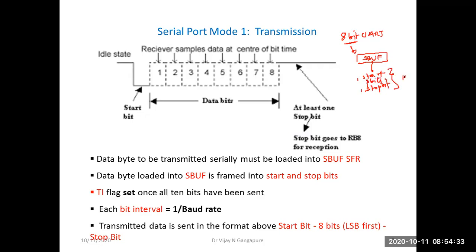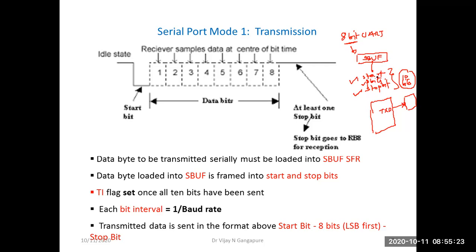So the total number of bits will become 10 bits, in which the first bit is the start bit, then 8 bits of data with LSB first, and then one stop bit. So a total of 10 bits of data are available for serial transmission, and immediately transmission begins on the TXD pin of the 8051. These 10 bits will be serially shifted with a set baud rate on this TXD pin, and will be received at the other end by the other serial device. This will happen when we load the 8-bit data to be transmitted into SBUF.